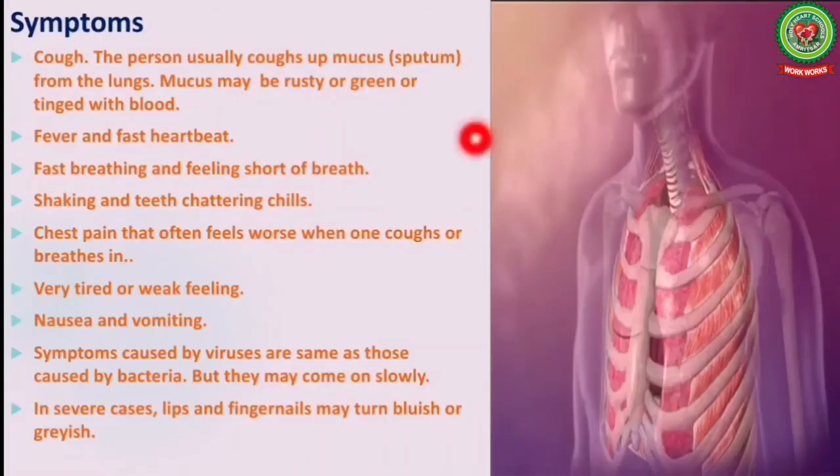Now, what are the symptoms? Cough, the person usually coughs up mucus, that is sputum, from the lungs. Mucus may be rusty or green or tinged with blood. Fever and fast heartbeat, fast breathing and feeling short of breath, shaking and teeth chattering, chills, chest pain that often feels worse when one coughs or breathes in, very tired or weak feeling, nausea, vomiting. The symptoms caused by viruses are same as those caused by bacteria, but they may come on slowly. In severe cases, the lips and fingernails may turn bluish or grayish.